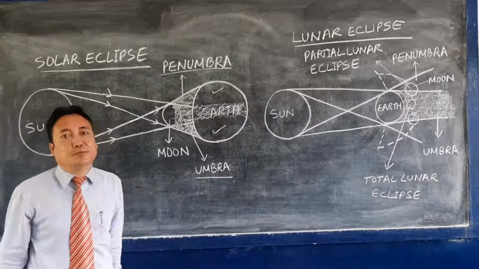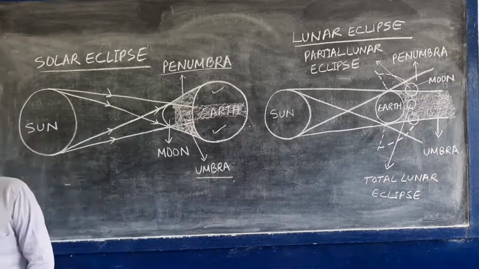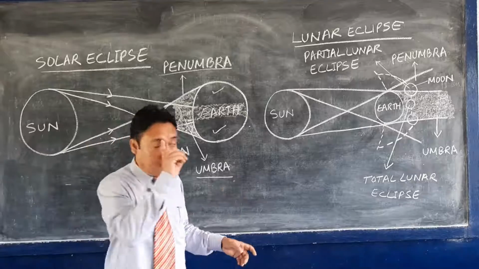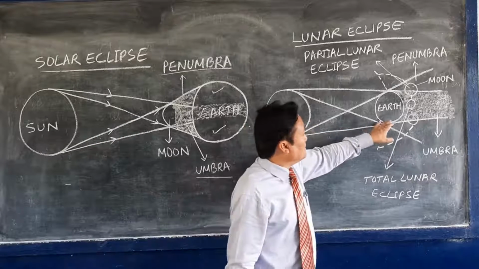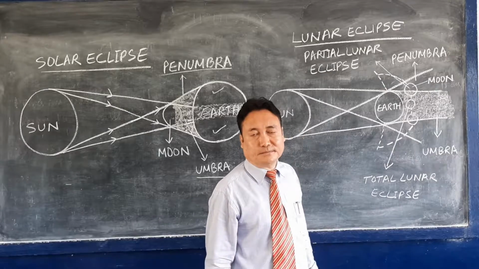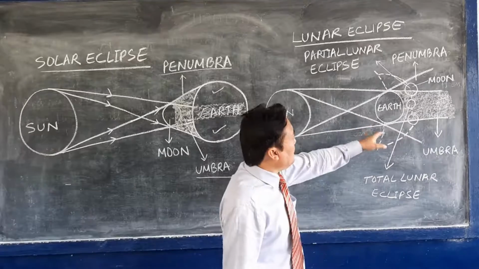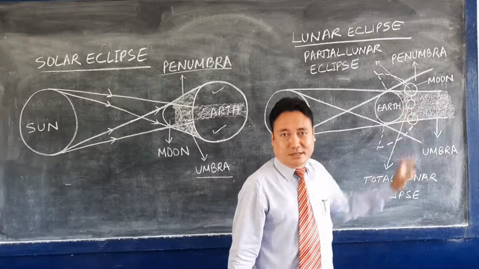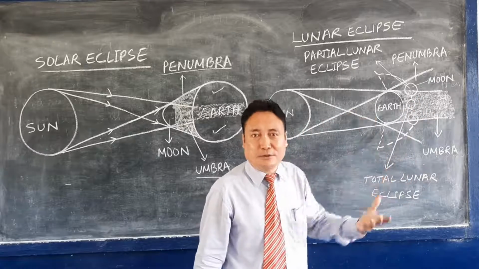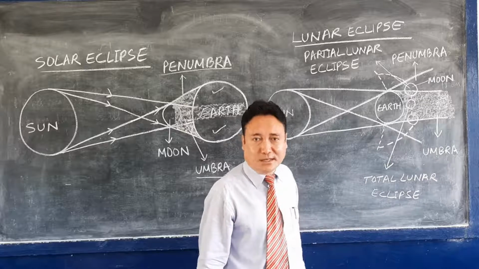Okay, let us come to the next point, lunar eclipse. Now, a lunar eclipse is just the opposite. When the earth comes between the moon and the sun, you won't be able to see the moonlight during the night. The moon doesn't have its own light, you know that. It reflects the light from the sun.